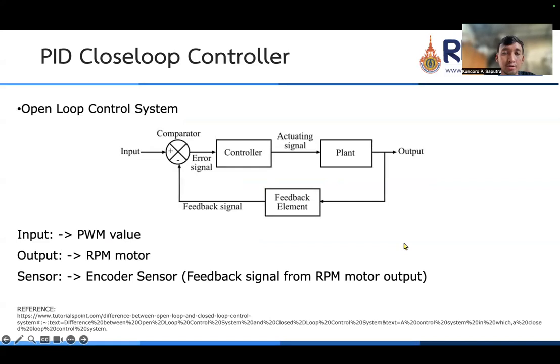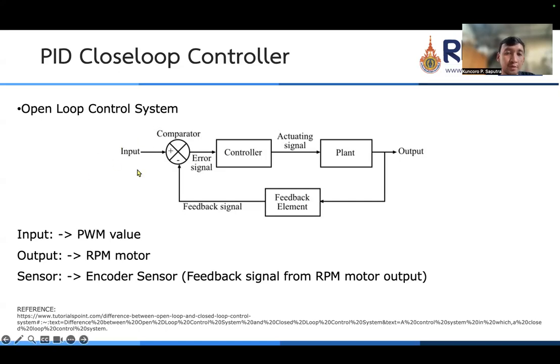As a closed loop controller, we use a sensor to get the output as feedback to the controller. So the controller can know how much the error is between our desired output and the actual output. So the controller can make a correction and make the next output have a smaller error.